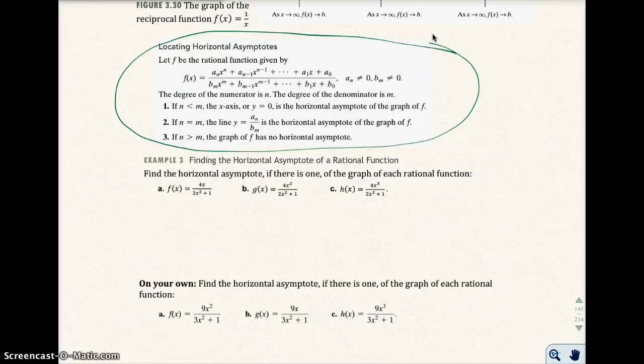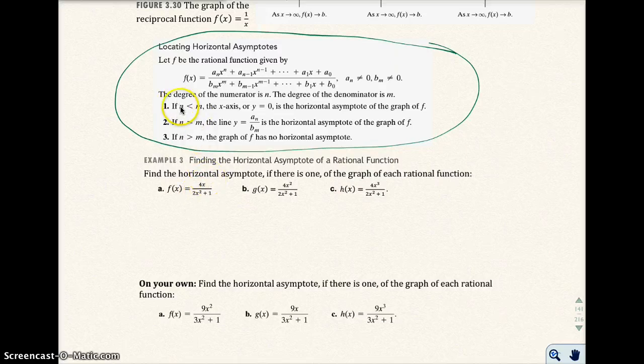To find the horizontal asymptote, you're going to look at the degree of your leading terms, and then you can compare the degrees. So I'll look at this in example 3. Example 3 here is my function. If I want to find the horizontal asymptote, I'll look at the degrees of the leading terms. In the numerator, the degree of this x is 1, and the degree of this is 2. So the degree on top is smaller than the one on the bottom.